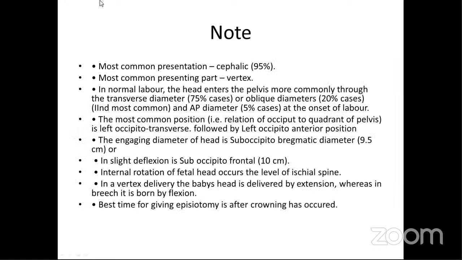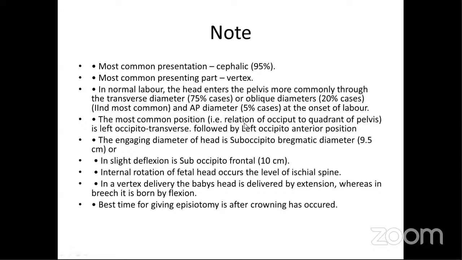Now, other things you have to remember, and so many questions are based on this, is that all these compiled points are very important. So I'll go on reading them, and I want you to remember them properly. The most common presentation is cephalic, in 95% of the cases. The most common presenting part within the cephalic presentation is the vertex. In normal labor, the head enters the pelvis more commonly through the transverse diameter, in 75% of the cases, or oblique diameters in 20% of the cases, that is the second most common, and the AP diameter in 5% of the cases, at the onset of labor.